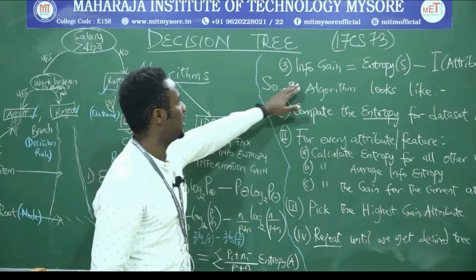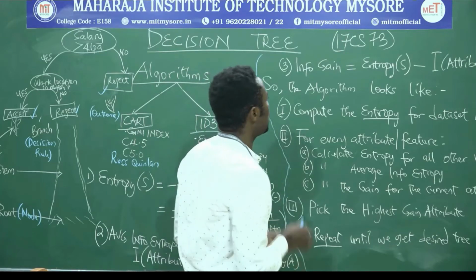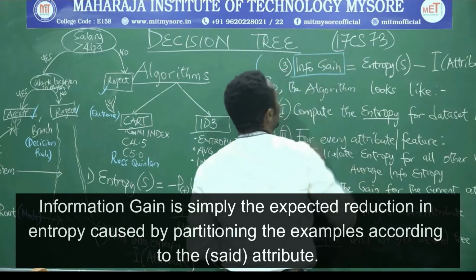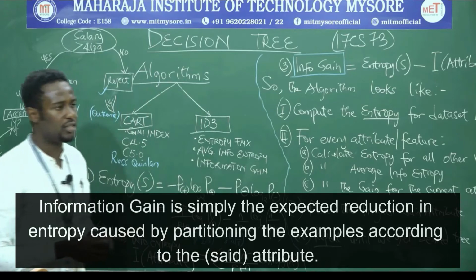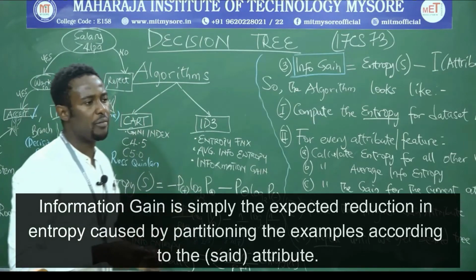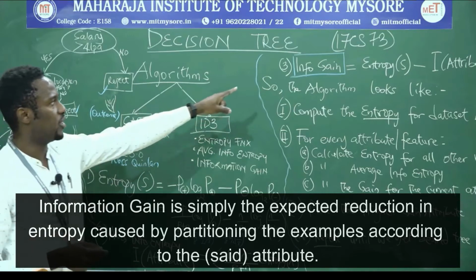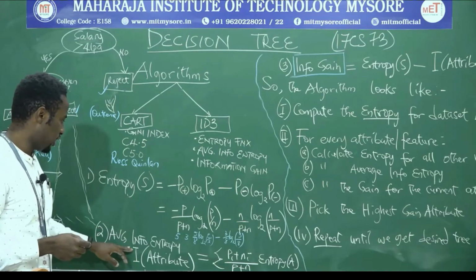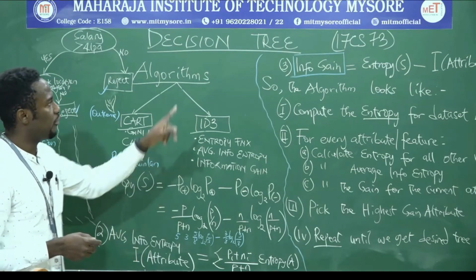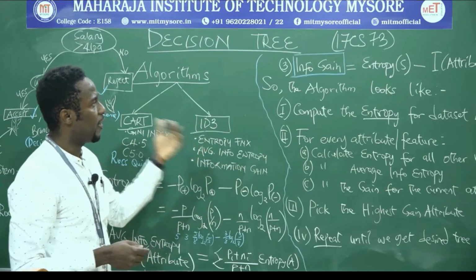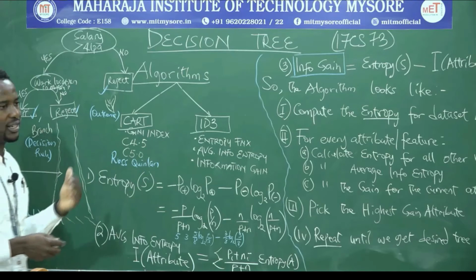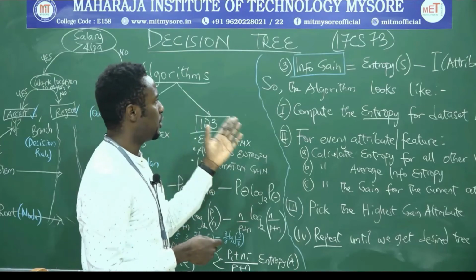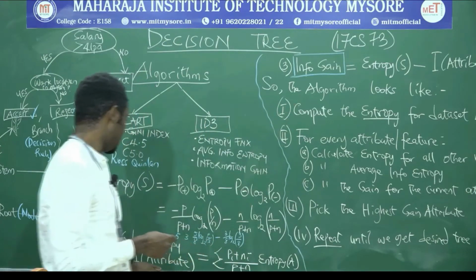After that, we calculate the information gain. Please note, the decision boundary is drawn based on the information gain. The one with the highest information gain becomes our root node. But please remember, we cannot just jump directly to the information gain without computing the entropy of the entire data set and the average information entropy. You can see it here. Information gain is expressed as the difference between the entropy of the entire data set and the average information entropy. That's why we see entropy of S minus I of attribute. And you can see it here.